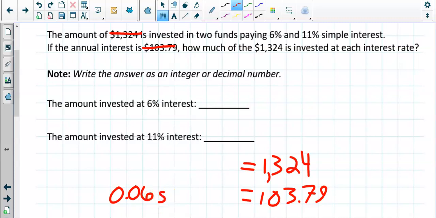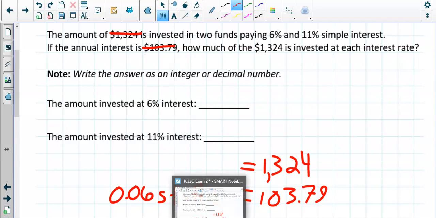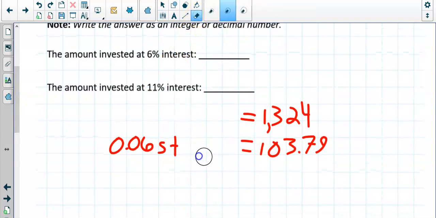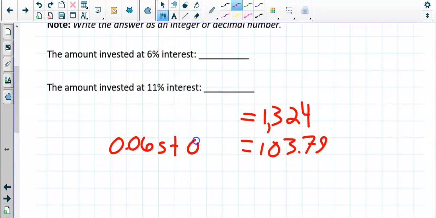S. Why'd you pick S? 6%, right? S, 6, okay. 0.11. E for 11. Good. I'm going to go ahead and put the 0.11 up in there, make it kind of match what I did before. There we go. That's the last equation.